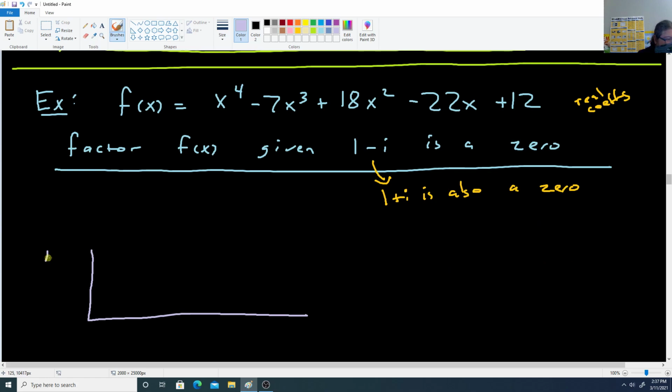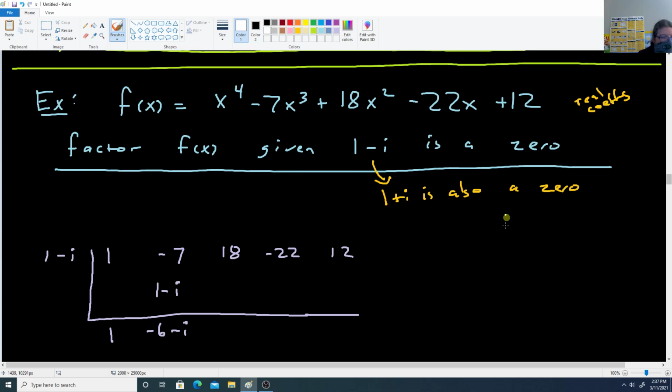So we're going to put a 1 minus i, the first 0, out there. We'll use 1 for x to the fourth, negative 7 for x cubed, 18 for x squared, negative 22 for x, and 12 for the constant term. So bring down 1. 1 minus i times 1 is just itself, 1 minus i. Negative 7 plus 1 is negative 6, and we get the minus i still. Now I need 1 minus i times negative 6 minus i. So I'm going to do this in scratch work over here.